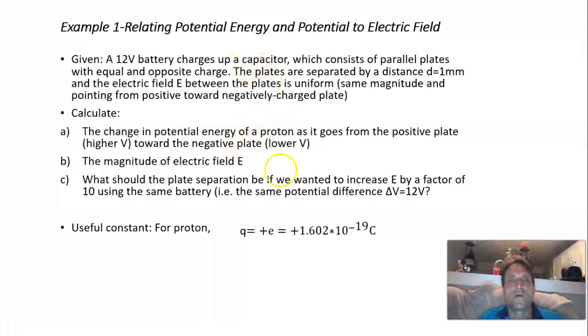What we know is that the proton has a charge q with the same magnitude as an electron, 1.6 times 10 to the negative 19 coulombs. And we know the potential difference, which is the change in potential energy per unit charge.